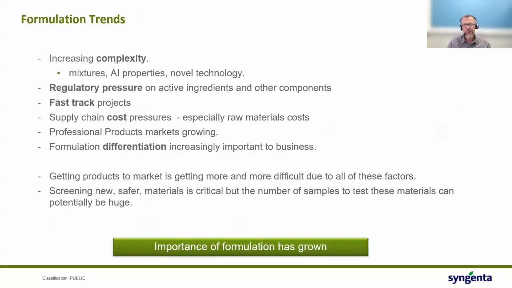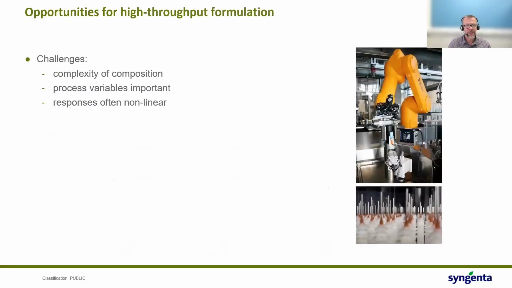The formulation trends that we have, because of regulatory pressures, cost pressures, and the speed that we have to get things to market, and the regulatory pressures to make safer products, mean that the complexity of formulations is growing nearly exponentially. And we have to make things safe, not only to manufacture, but also for the farmers that use our products, and also for the consumers who buy the produce which our products are used on.